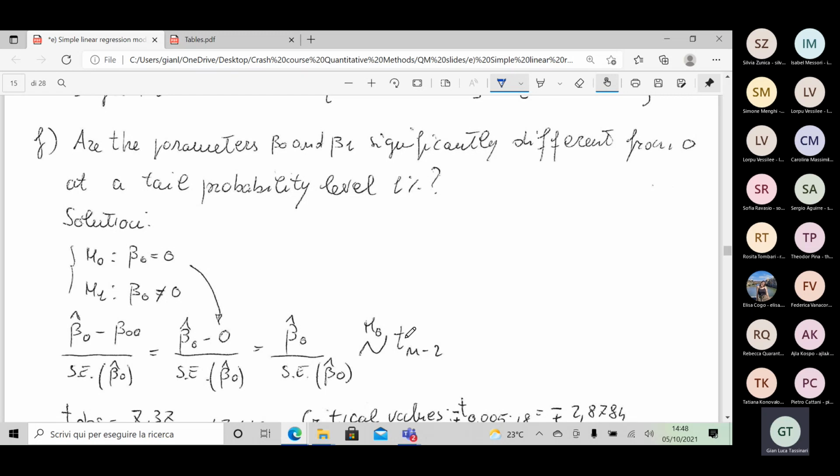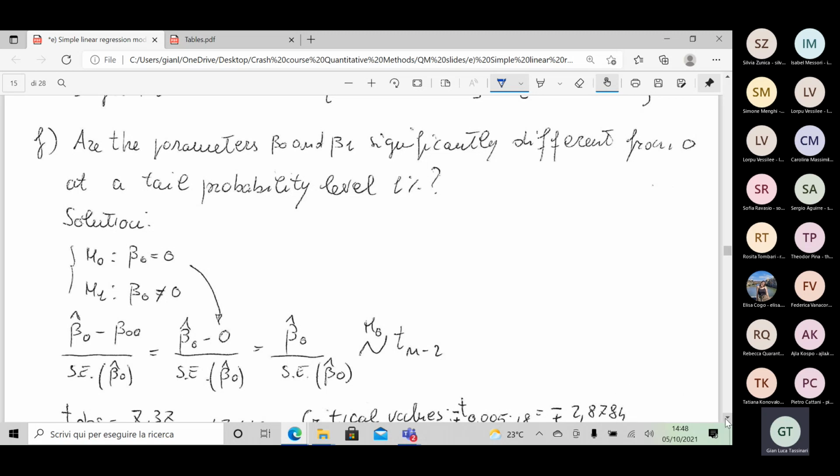So what do we have to do now? Nothing difficult at all. We need simply to compute the observed value of the test statistic. Then we need to find, since the alternative is bidirectional, two critical values on the table of the student's t with 18 degrees of freedom. So here I follow what I did.